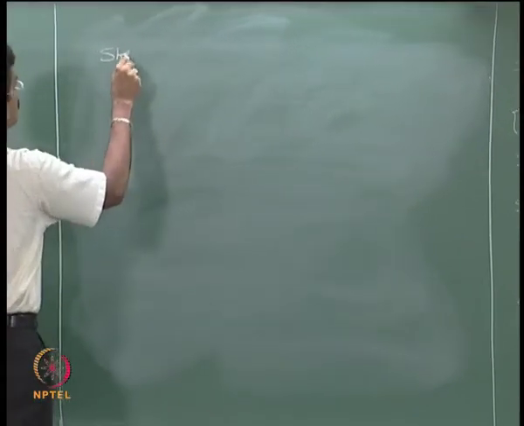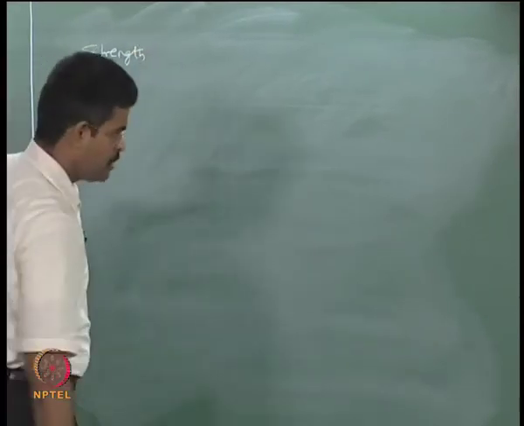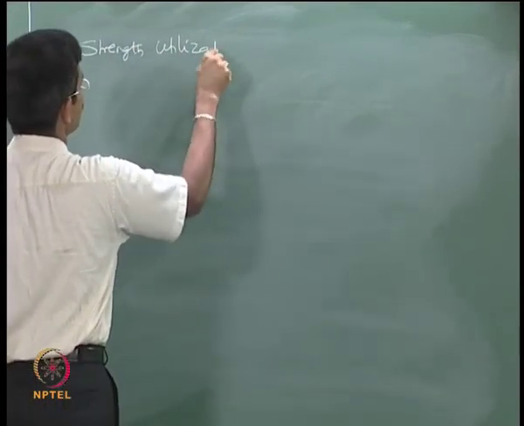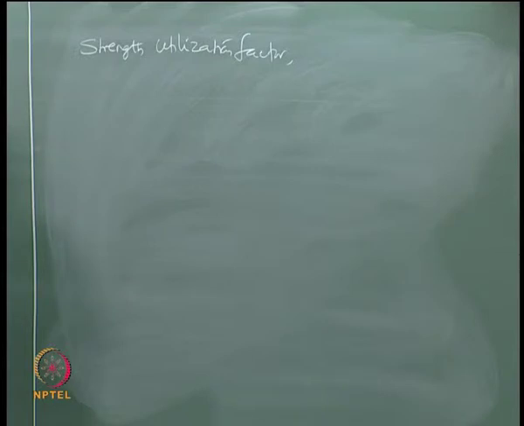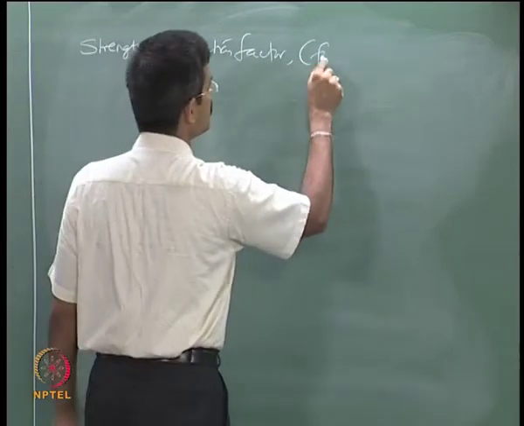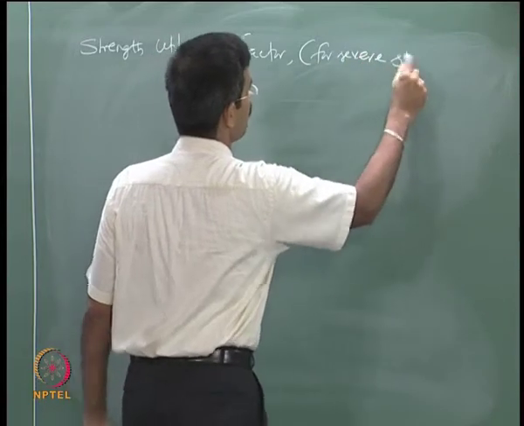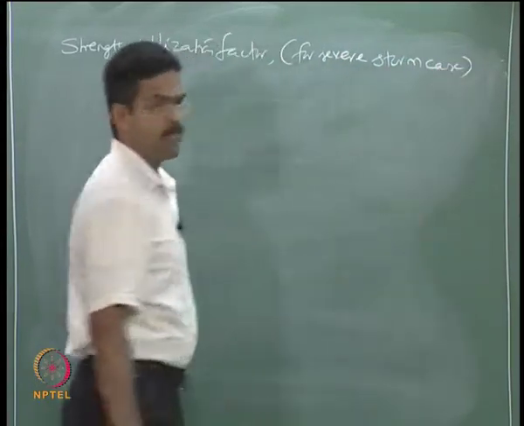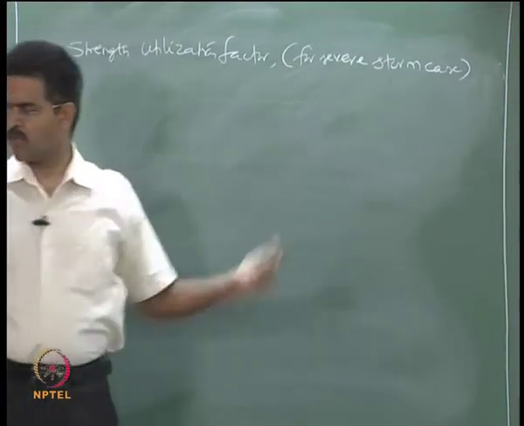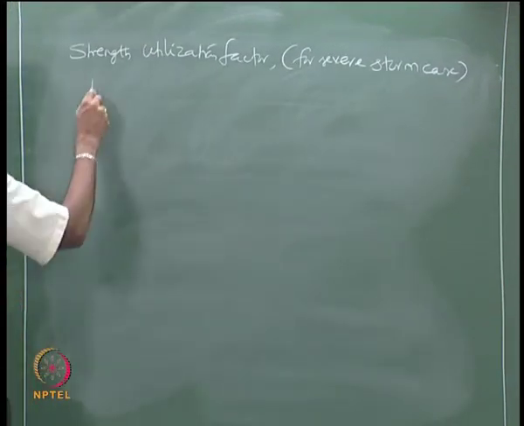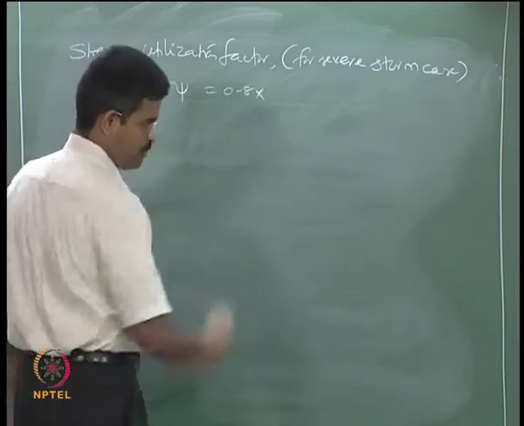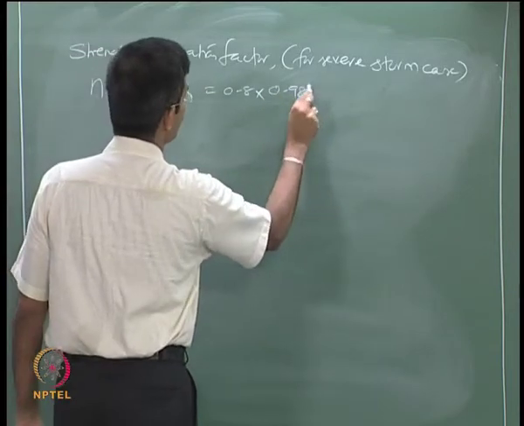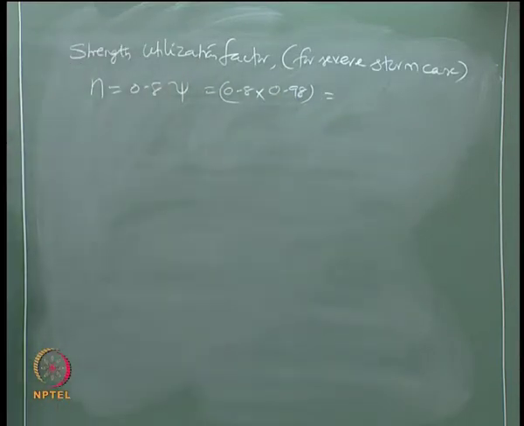Therefore, the strength utilization factor for severe storm case, because I am looking for the problem where the platform is located in a severe storm condition, is given by 0.8 of psi. In my case 0.8 of 0.98, which comes to 0.784.